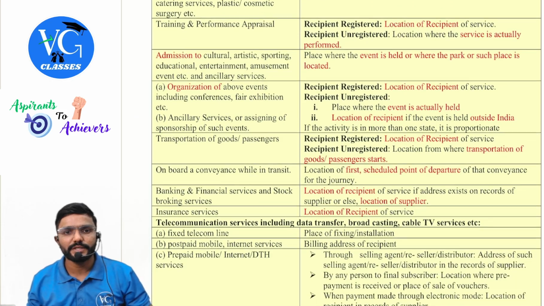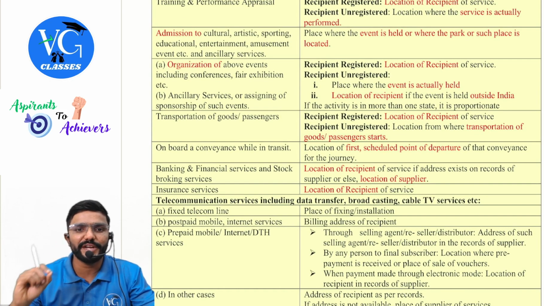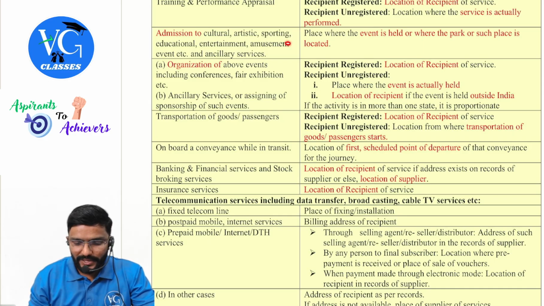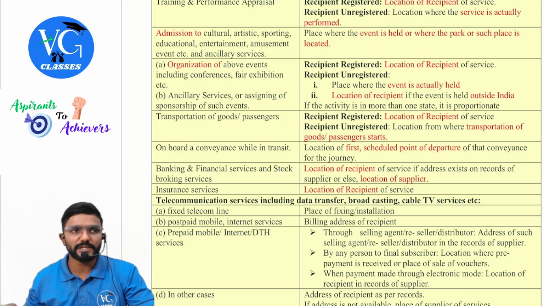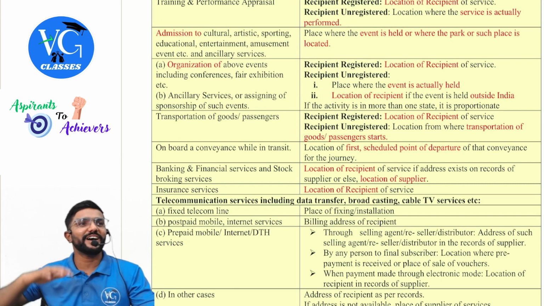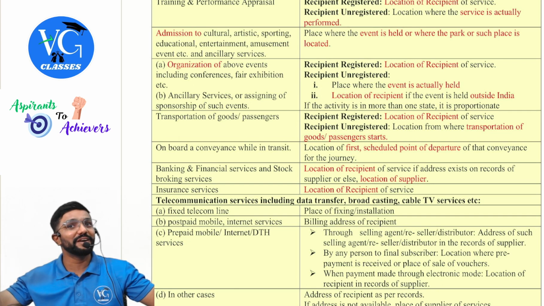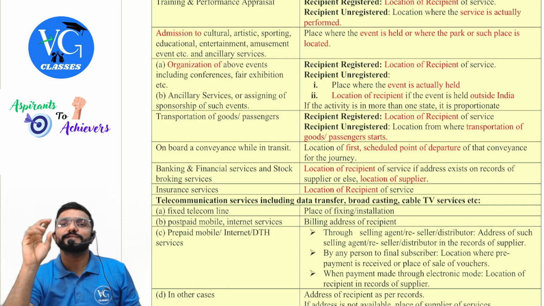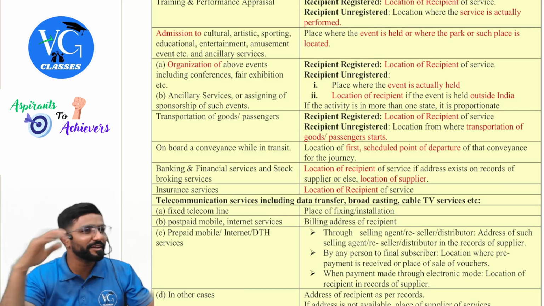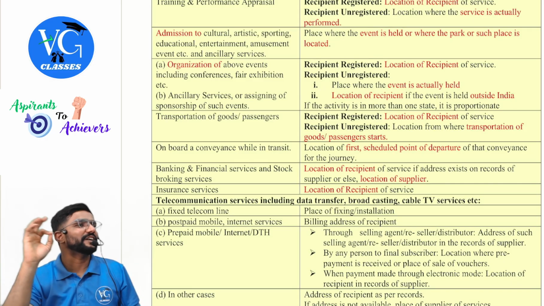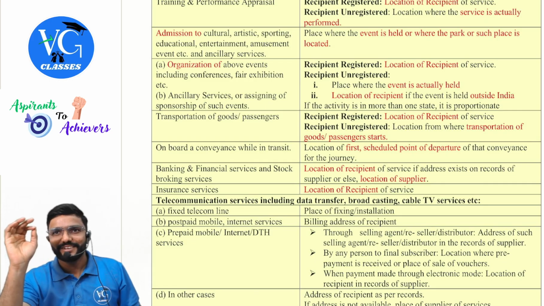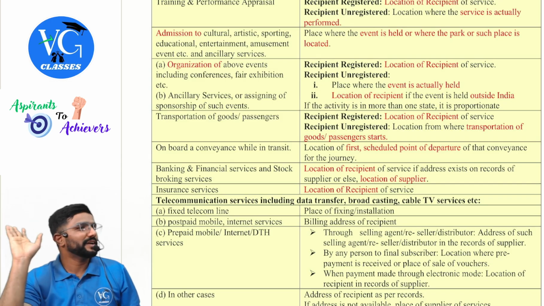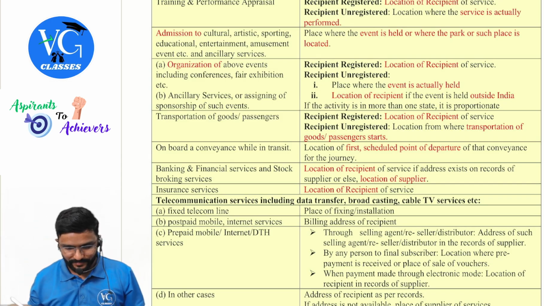Okay. Next, admission to cultural, artistic, sporting, educational, entertainment, amusement events, etc., and ancillary services: the place of supply is where the event is held or where the park or such place is located. Now assume, sir, after the exam we all went to Wonderla for a one-day trip. We are paying entry fees. So what is the place of supply? Bangalore. Why? Bidadi is a part of Bangalore only. Okay, take it as Karnataka. The place of supply is Karnataka, where the water park is located.